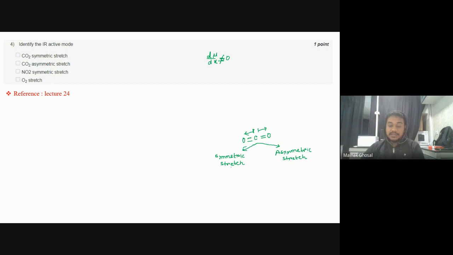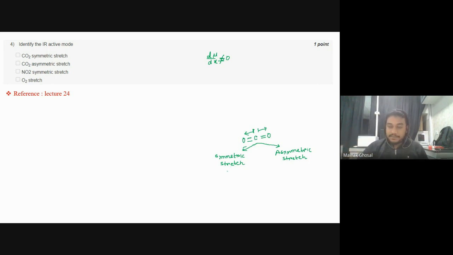But when you are stretching it symmetrically, that means if you are expanding it, these two CO bonds will be expanded by an equal amount. If you are compressing it, these two CO bonds will be compressed by an equal amount. That means what you are doing to this one bond, you are doing the same thing to the other bond.